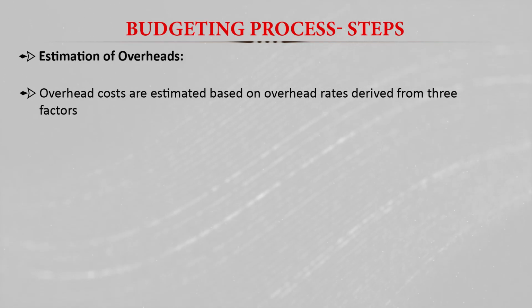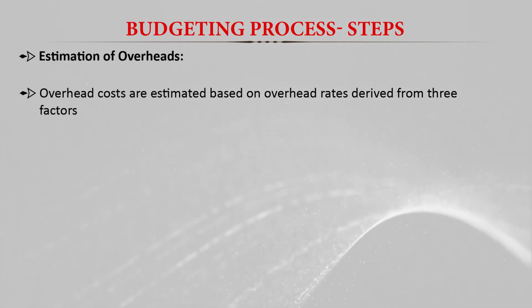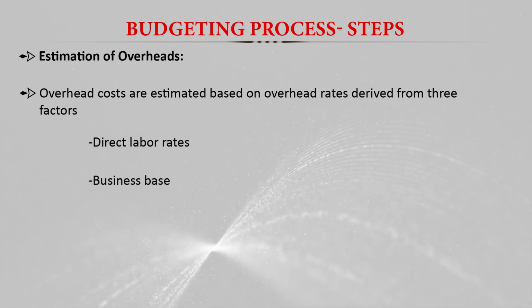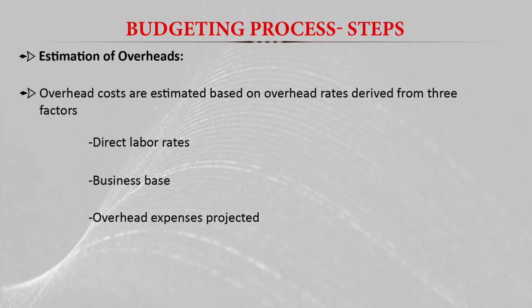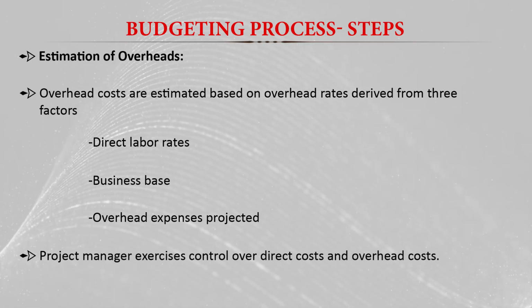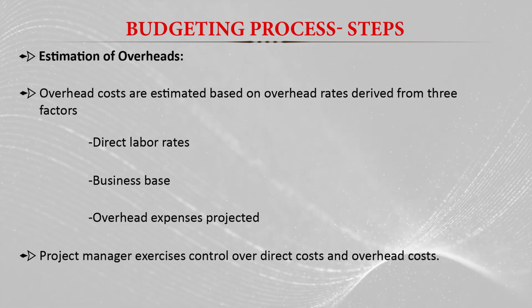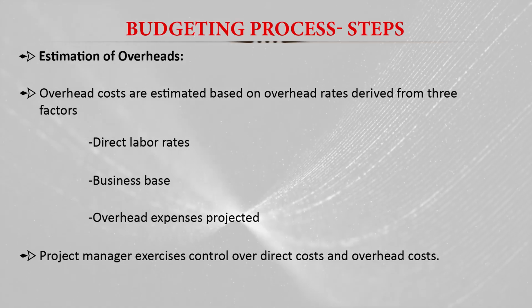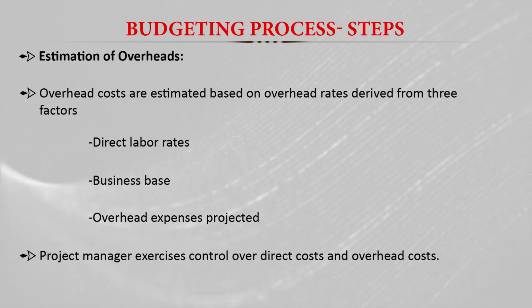So that is basically overhead cost. The overhead costs are estimated based on the overhead rates derived from three factors: direct labor rates, the business base, and the overhead expenses of projects. The project manager especially exercises control over the direct costs and the overhead costs. The project manager has the full power to control the direct cost and the overhead cost.